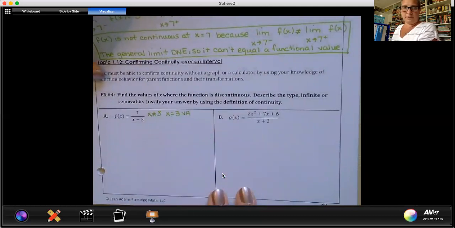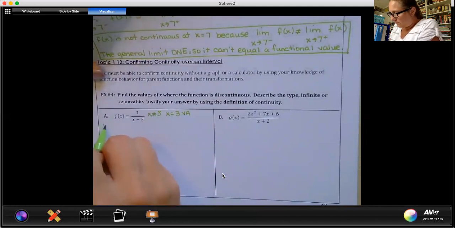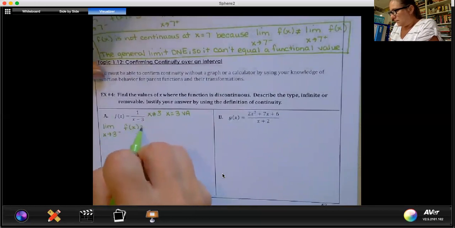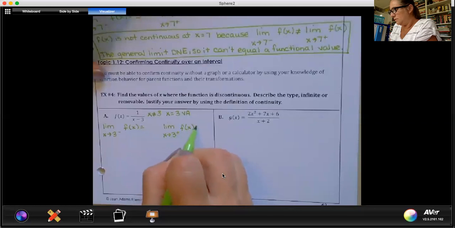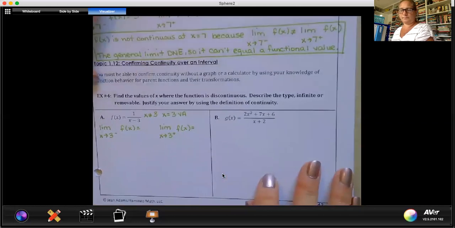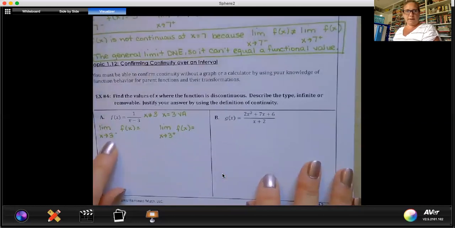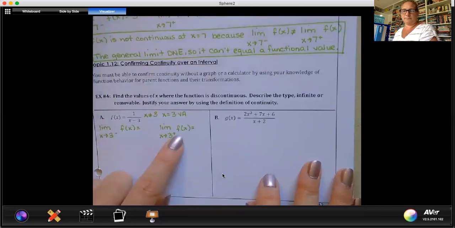So what we want to do is look at the limit as x approaches 3 from the left of the function, and the limit as x approaches 3 from the right of the function. Now remember, we need to be able to do that without a calculator. So let's think about that for just a minute. As x approaches 3 from the left and 3 from the right.